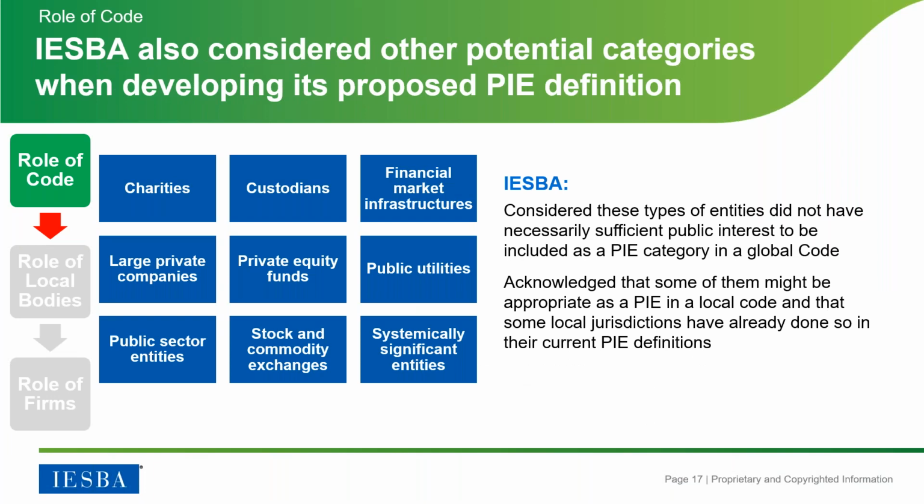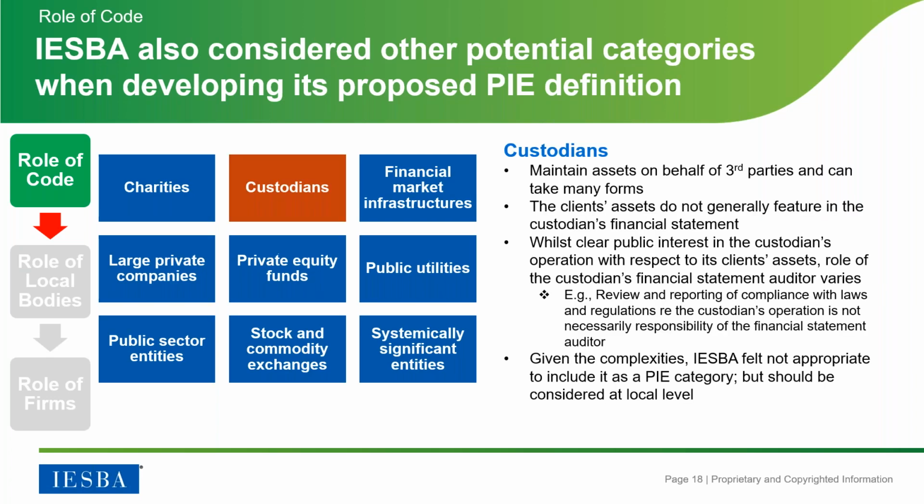As we say in the basis for conclusions, we did consider other potential categories when developing the proposed definition, and for one reason or another, we didn't decide that on a global basis that they had sufficient public interest to be included specifically as a separate PIE category, but we do acknowledge that some, or even potentially all of them in some cases, might be appropriate as a PIE in a local code, and some local jurisdictions have already incorporated some of these in their local code. Go on to the next slide, please.